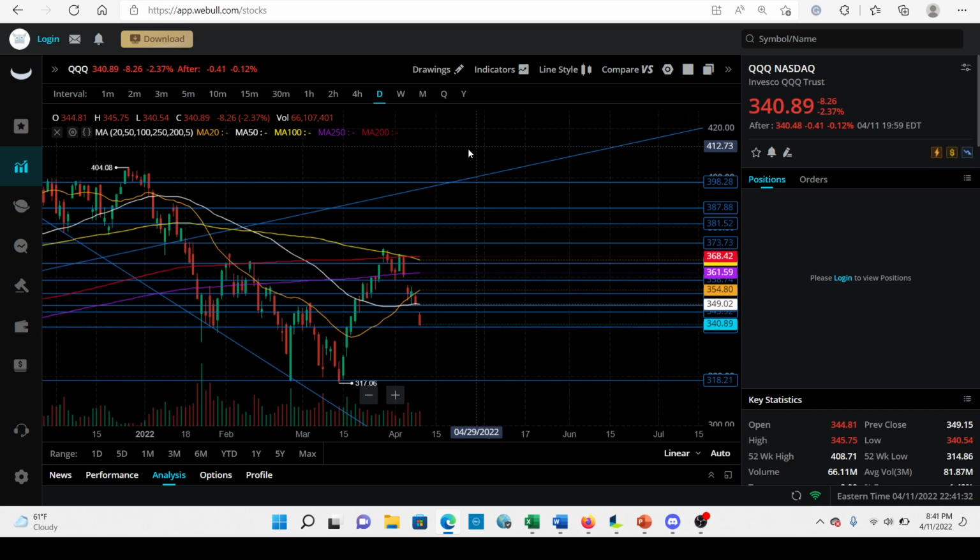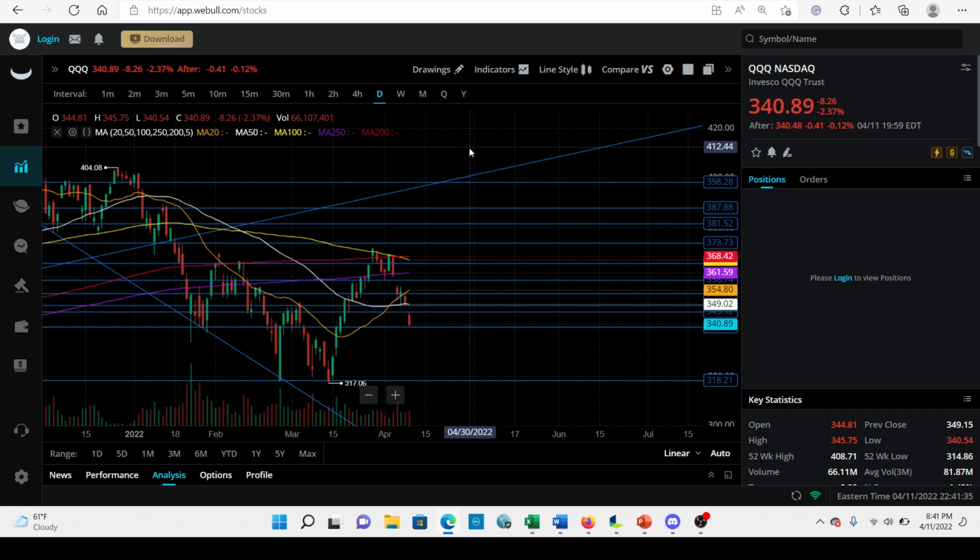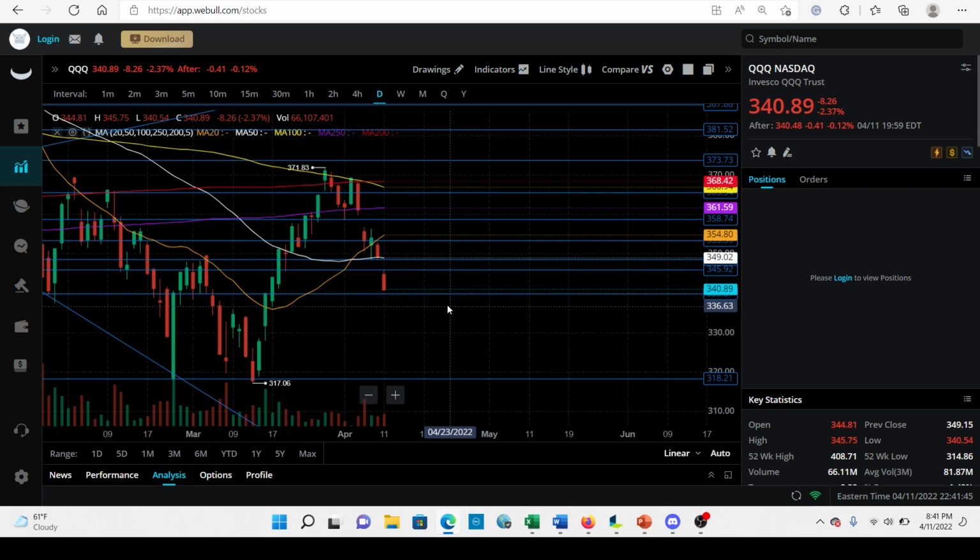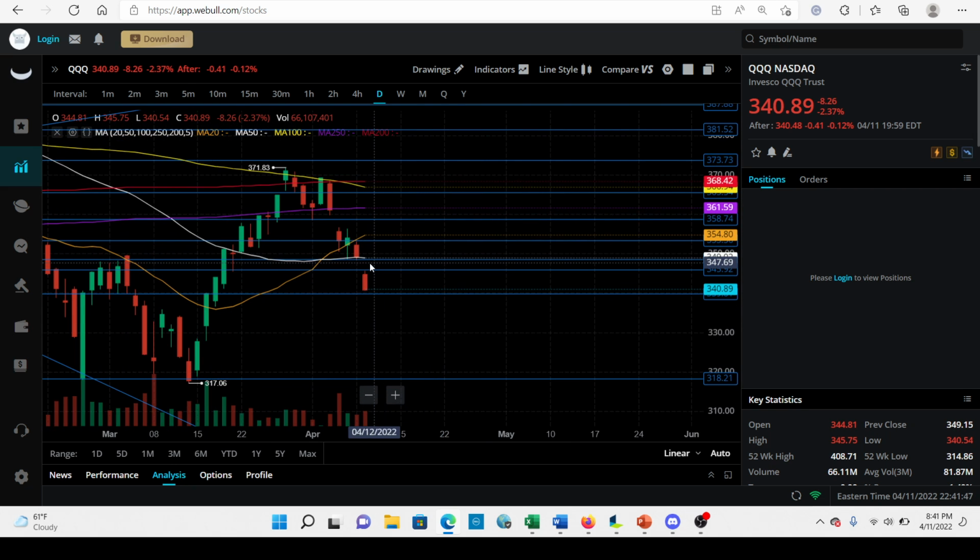Let's look at QQQ now. With Nasdaq, I wouldn't be too bearish. I would just be very cautious about being bearish on Nasdaq right now, and I'll tell you exactly why. So let's just zoom in. We have one massive gap right here. I mean, just look at this. We literally knifed underneath the 50-day.